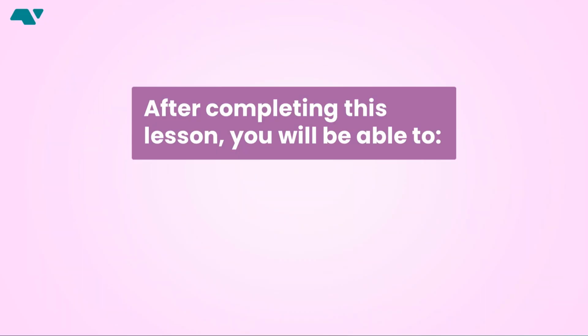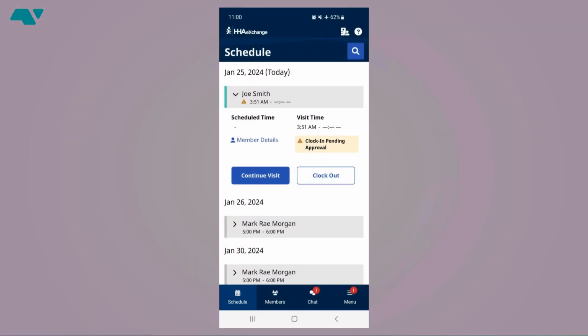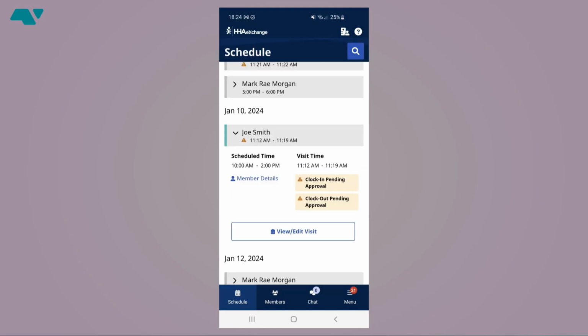After completing this lesson, you will be able to describe the offline mode of the HHA Exchange Plus mobile app. You can use the mobile app without being connected to the internet when offline mode is enabled by your agency. When the internet connection is restored, the mobile app automatically synchronizes with HHA Exchange.